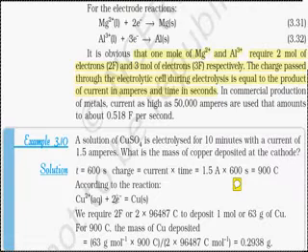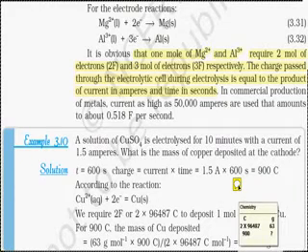Now 2 moles of electrons, so 2 Faraday. We require 2 Faraday, which will be equal to 2 into 96487 coulomb, to deposit 1 mole, that is 63 gram, of copper. For 900 coulomb, which we got over here, the mass of copper deposited is equal to 63 into 900 upon 2 into 96487.